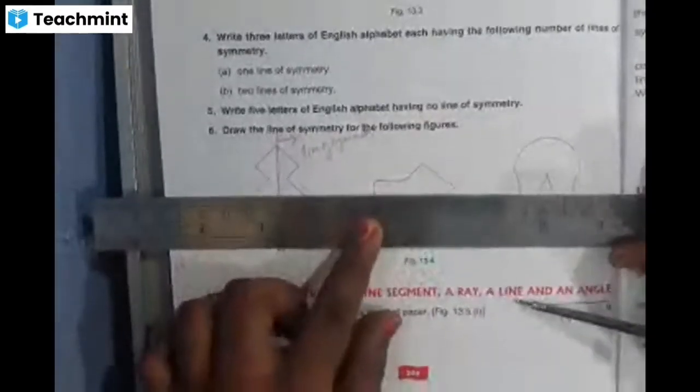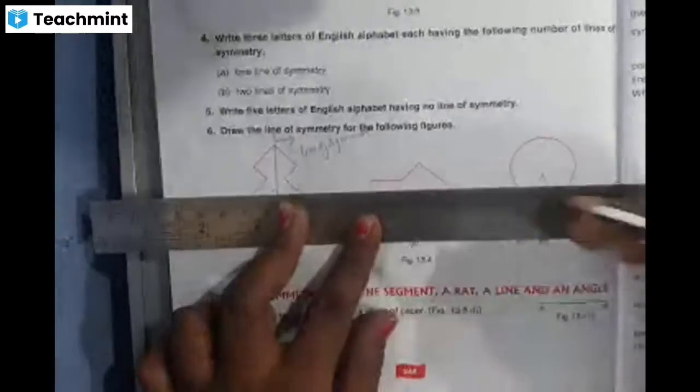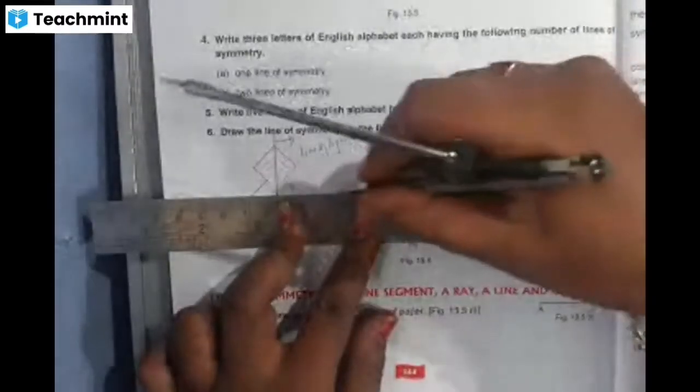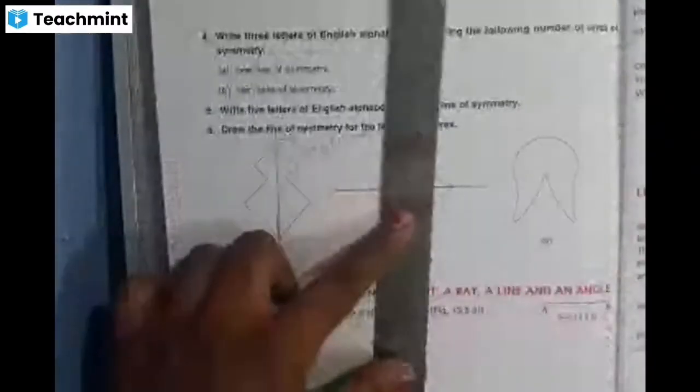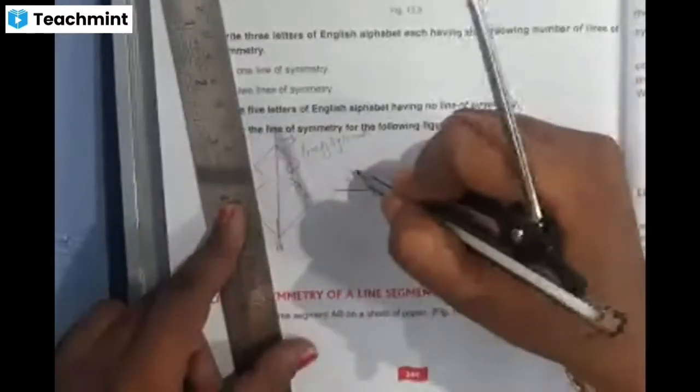What about the second figure? I am going to draw in this way. Why? Because if I draw in this way, they are not coinciding. So this is the line of symmetry.